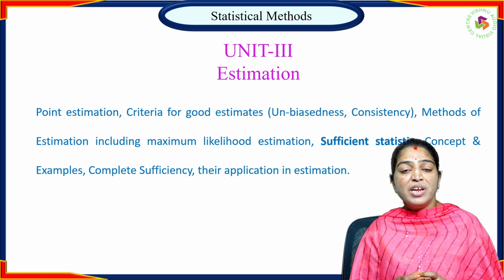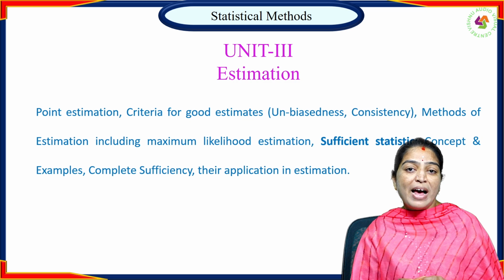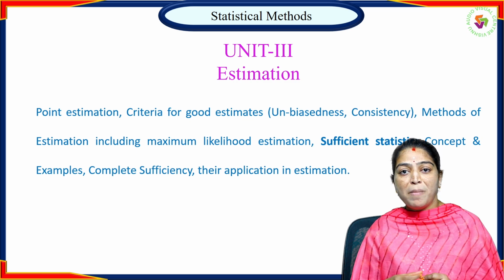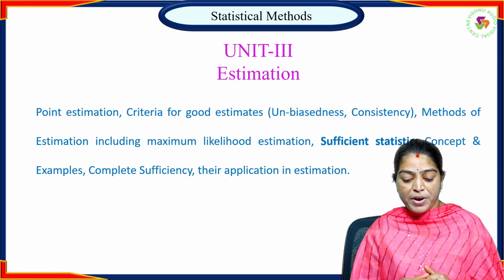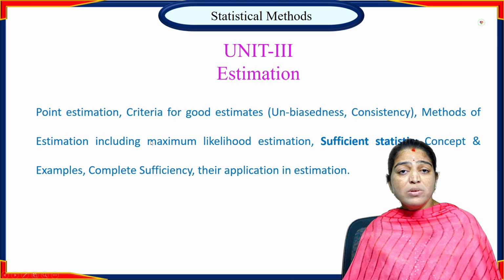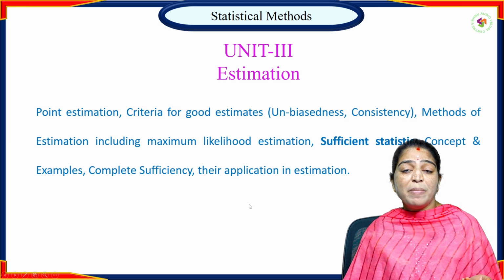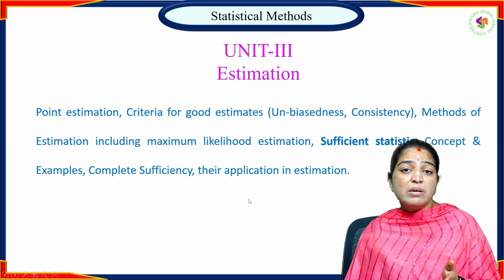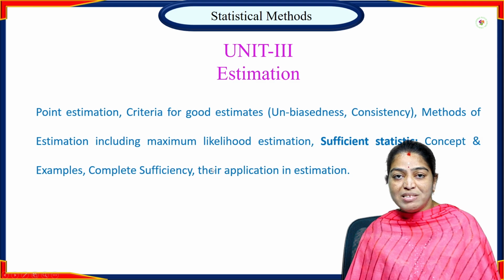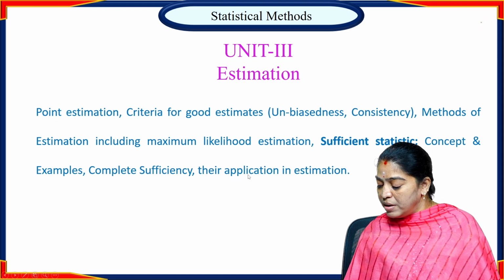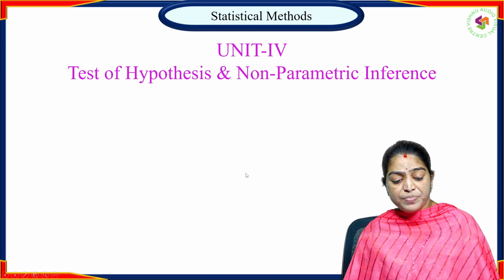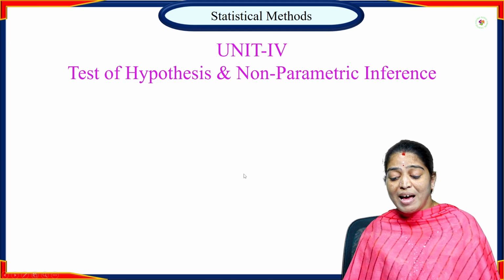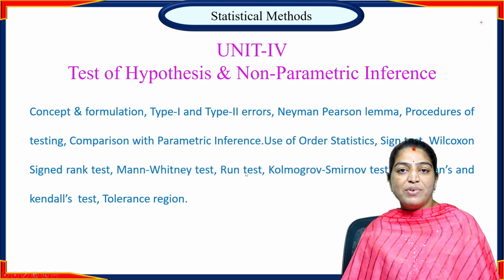So for measuring the estimator value, we are using some estimation methods. Frequently we use the maximum likelihood method from the estimation point of view. Those topics, and how we can estimate through that estimator, are covered in the estimation topic in unit 3. And unit 4 is test of hypothesis and non-parametric inference.